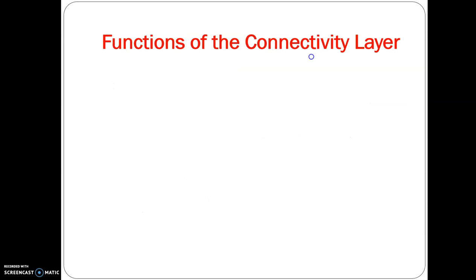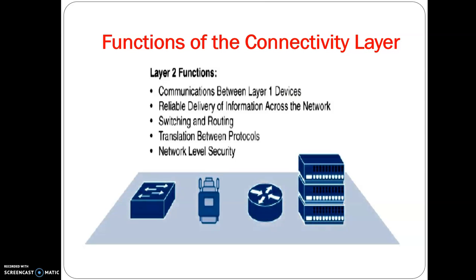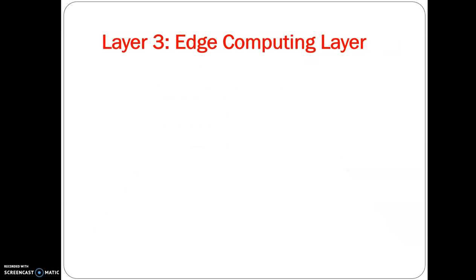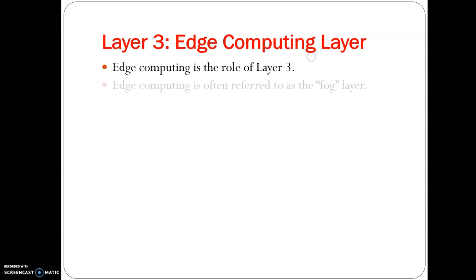Now let's see the functionality of layer 2 in a concise format: communication between layer 1 devices, reliable delivery of information across the network, switching and routing, translation between protocols, and network layer security. Let's go with the third one, the edge computing layer. Edge computing is the role of layer 3, and that's why it's named so. Edge computing is often referred to as the fog layer.